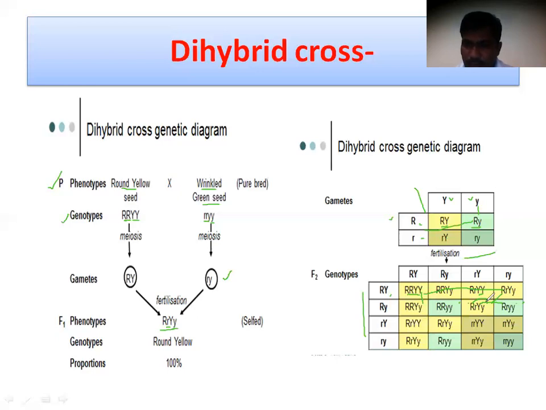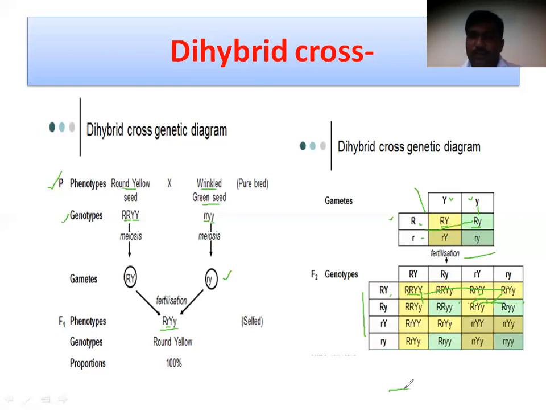So small r, capital Y, small r. So these are the wrinkled, this shape of the seed is wrinkled, and capital Y indicates the yellow color. So wrinkled yellow, and these three are the wrinkled yellow. And the remaining one, these are the completely wrinkled green. So this phenotypic ratio is obtained, that is 9:3:3:1.